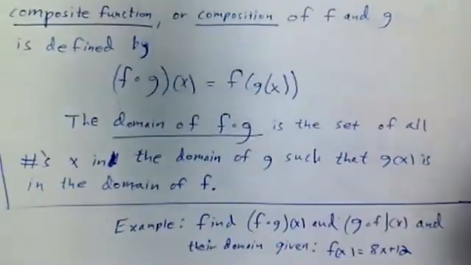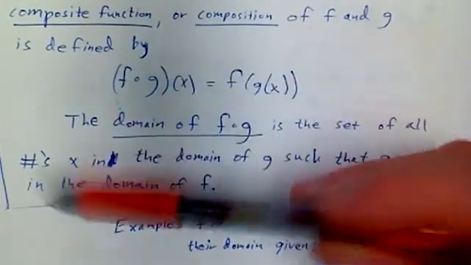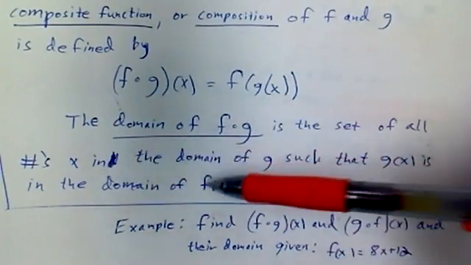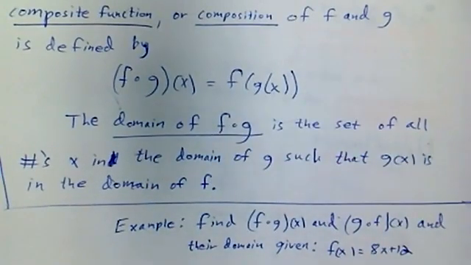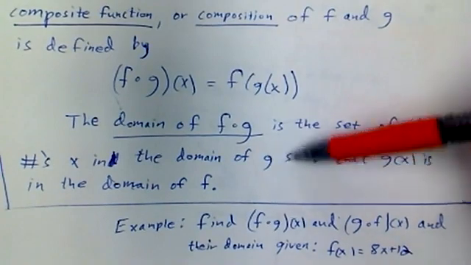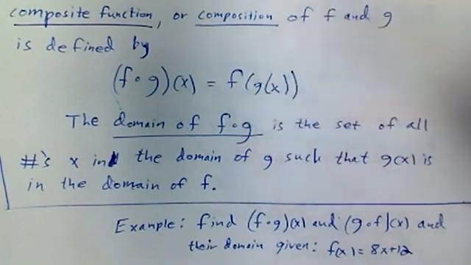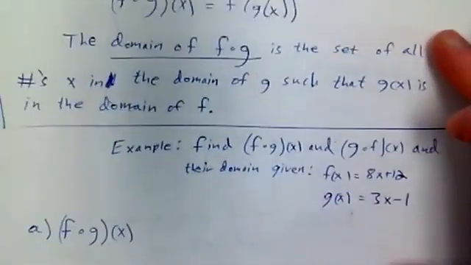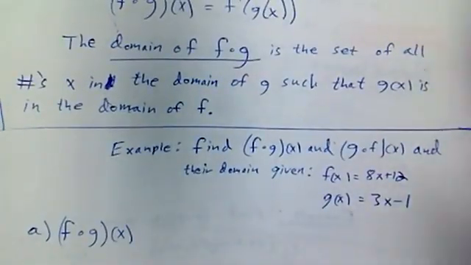So the domain of f of g is the set of all numbers x in the domain of g such that g of x is in the domain of f. Okay, so there's a little bit to that. The thing that you have to remember here is that you can't put anything into g, even if it's in the domain of g, if it's going to mess up f, then that's not going to work. So the easiest way that I know of doing this is to just go through, find the composite function, and then check each step to make sure you're never having any problems. You'll kind of see what I mean.